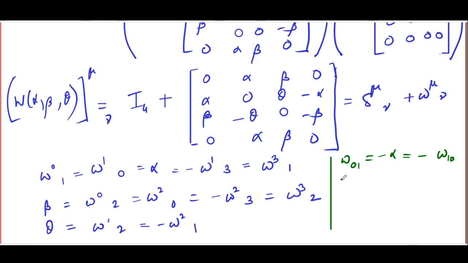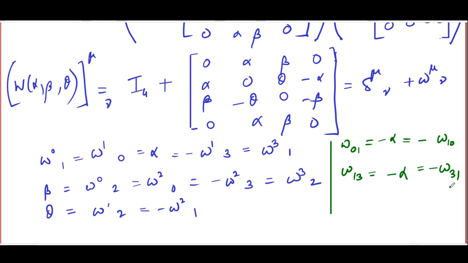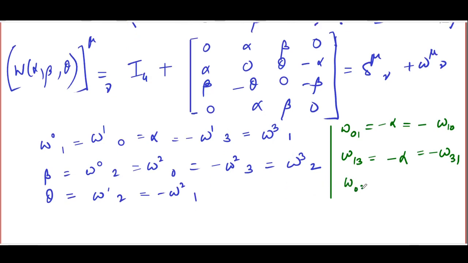Omega 1 3 on the other hand, if you lower this spatial index, there is no change of sign. So omega 1 3 and omega 3 1 are negatives of each other. And in fact, you can easily see that there's just minus alpha. Or omega 3 1 is plus alpha. Similarly, what you have here is omega 0 2 is minus beta. And omega 2 3 is also minus beta. Finally, omega 1 2 is minus omega 2 1, of course, and that's theta.